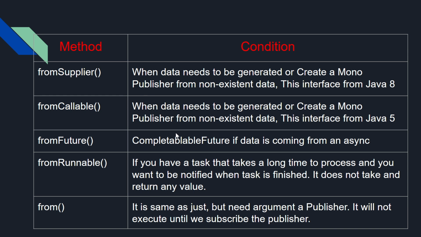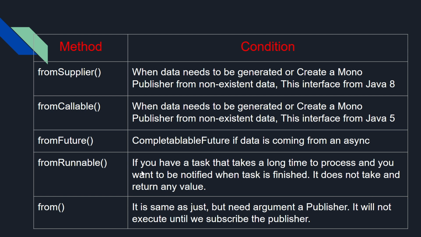The next one, fromFuture. If you want to process asynchronous data coming from a publisher or anything, at that time we can use fromFuture. If you want to use a CompletableFuture, we can use fromFuture. Coming to fromRunnable, it is similar to fromFuture.